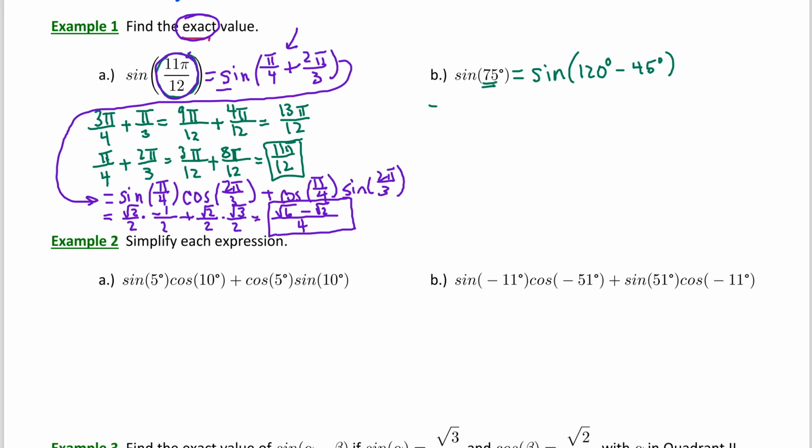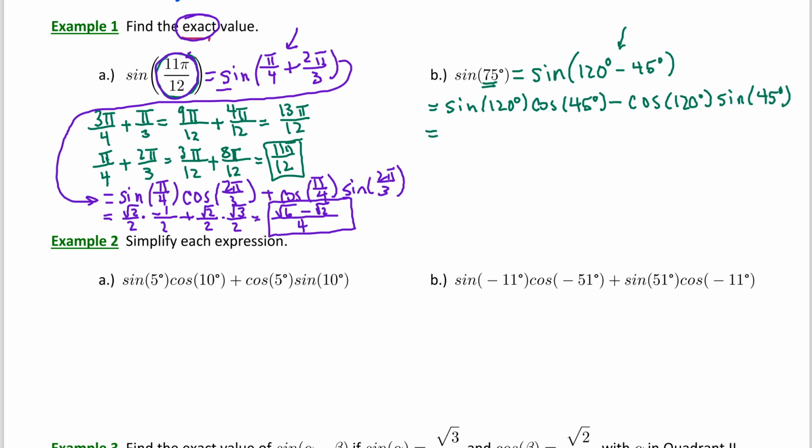Let's go ahead and expand our formula. We have sine of the first angle times cosine of the second angle. Now that's just 45 degrees, not negative 45 degrees, because remember this sign indicates we're going to keep the same sign in between our two terms here. Cosine of 120 is next in the formula, and then we finish with sine of 45 degrees.